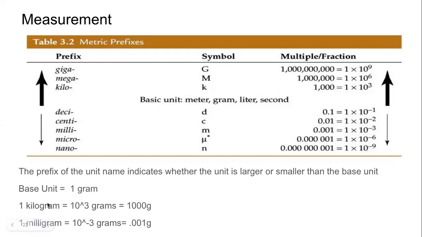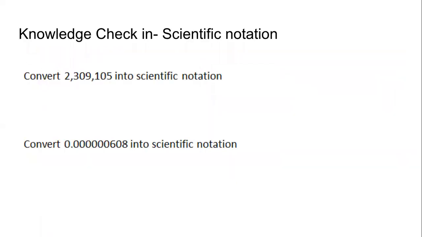So what this is telling us is that the kilogram is really large. And inside of 1 kilogram, we have 1,000 grams. The milligram is really small. So in one milligram, we have 0.001 grams. So definitely using that scientific notation to help express how big or how small something is.